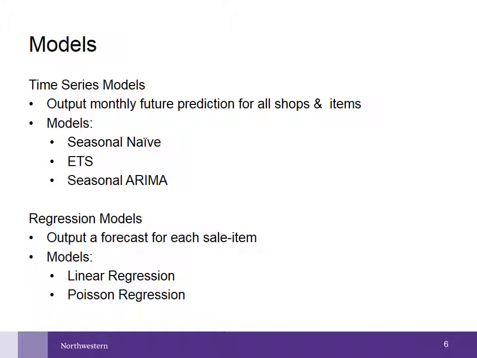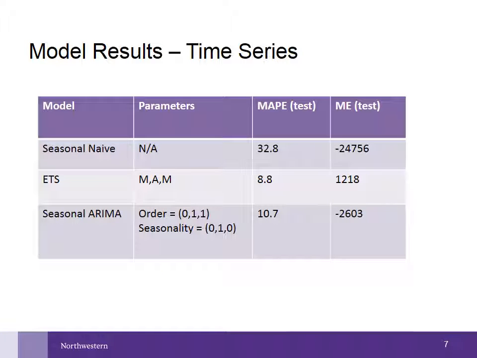One was linear regression, and the next was a Poisson regression, since the transaction data that we're working with are made up of count variables, especially low count variables, skewing that distribution. I also looked at the Poisson regression to take all of that information into account. The results so far have shown that of the time series models, the best is the ETS model with multiplicative error, additive trend, and multiplicative seasonality. This led to a MAPE of 8.8 on the test data.